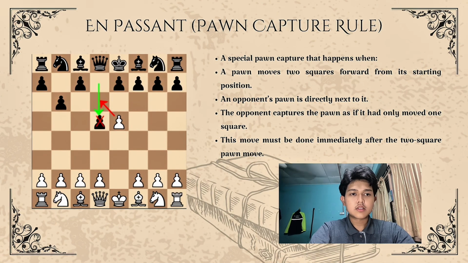En passant, a pawn capture rule. A special pawn capture that happens when a pawn moves 2 squares forward from its starting position, and an opponent's pawn is directly next to it. The opponent captures the pawn as if it had only moved 1 square. This move must be done immediately after the 2 square pawn move.